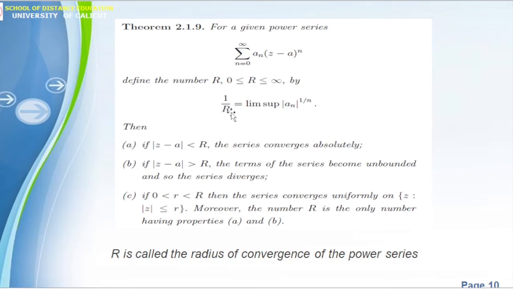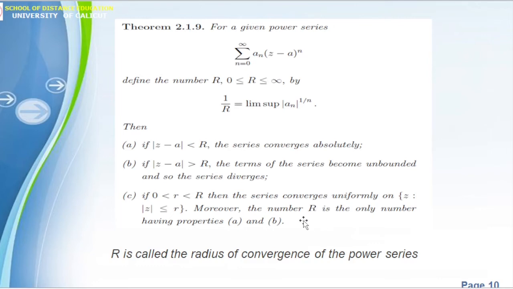If 1 by r equals the limit supremum of modulus a_n raised to 1 by n, then if modulus of z minus a is less than r, our series converges absolutely, meaning it is convergent. If modulus of z minus a is greater than r, then the terms of the series become unbounded and so the series diverges. If 0 is less than r, then the series converges uniformly on z.